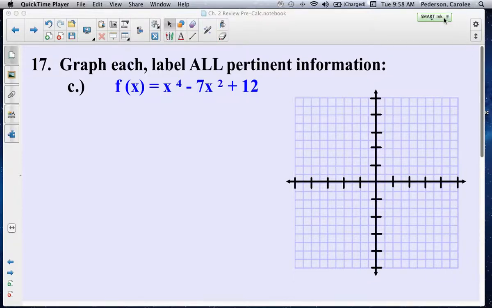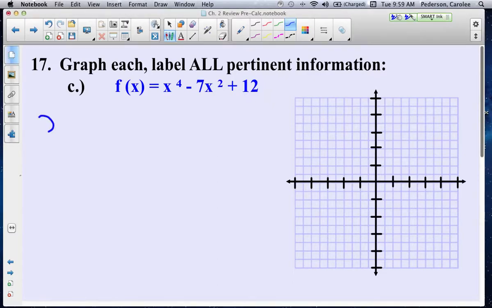All right, 17C. We want to graph and label all the pertinent information. So the degree tells us a lot. If it's a degree of 3, it's a snake. If it's a degree of 4, it's a W or an M. If it's a degree of 2, it's the U, the parabola up and up or down.